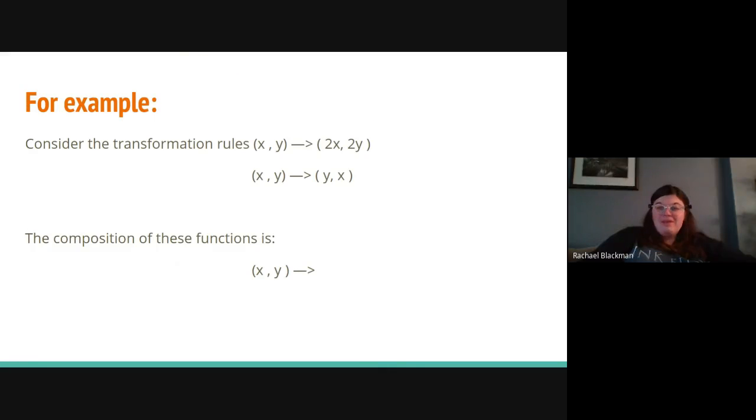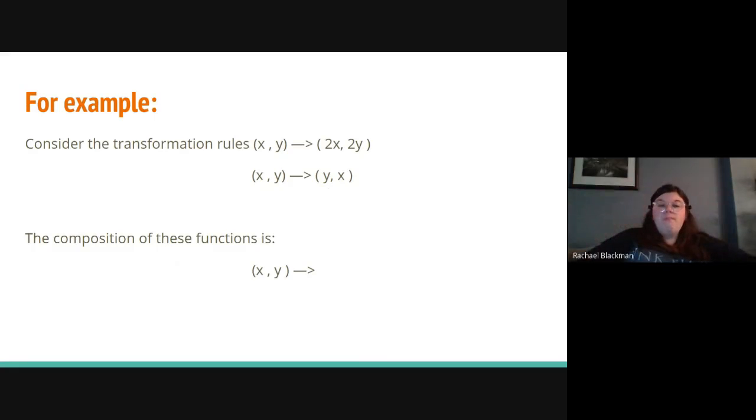Okay. These would be some good examples to get down. I have a couple here that I would encourage you get down just so you see some examples. Consider the transformation rules. (x, y) going to (2x, 2y). That's a dilation by a factor of 2. And then we have another rule, (x, y) going to (y, x). That is a reflection across the line y equals x, because I see those coordinates being flipped around.